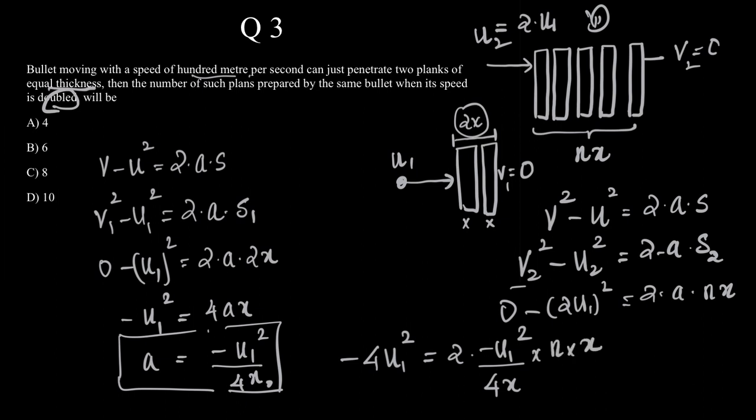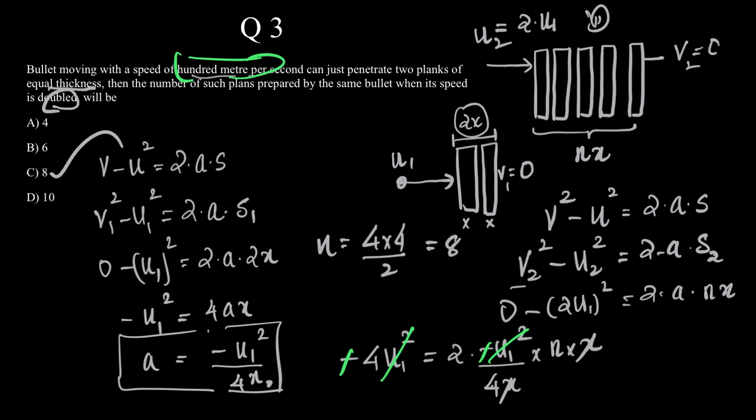This is why I said we don't need to input the value of 100 meters per second, because eventually u1 square, that is 100 meters per second square, will cancel off in both terms. Negative and negative will cancel, and x and x will also cancel. So what we have is 4 into 4, 16 by 2. So n is equal to 4 into 4 by 2, which is equal to 8. Therefore, 8 planks are required.